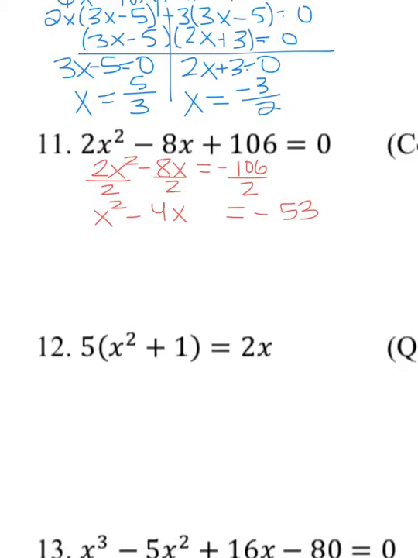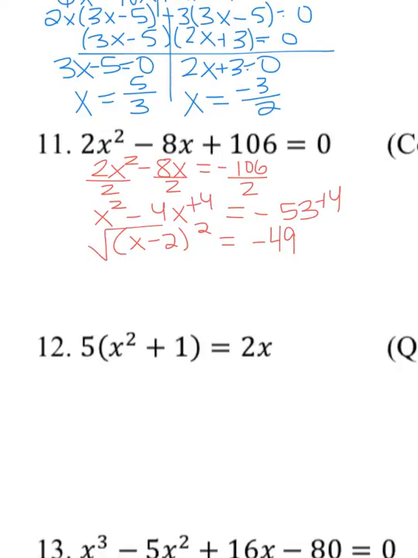So now it's in the form that I want, so I'm going to half it, square it, and then add it back. So half of negative 4 is negative 2. Negative 2 squared is a positive 4. And then add it back. Negative 53 plus 4 gives me a negative 49.